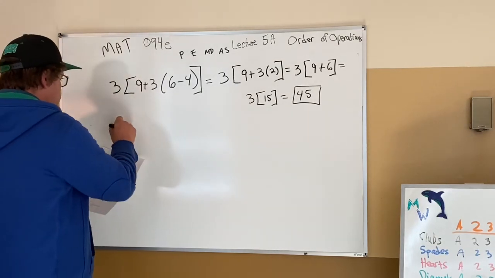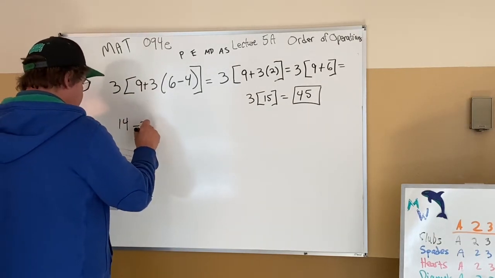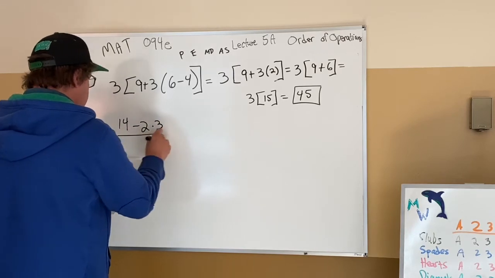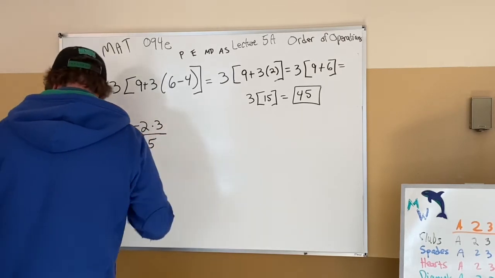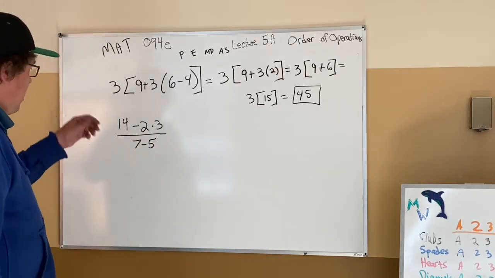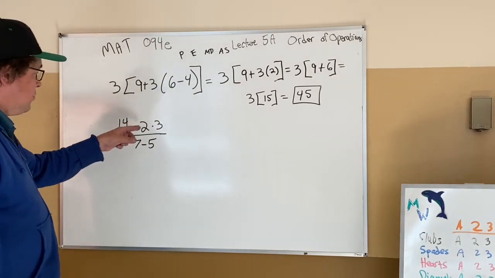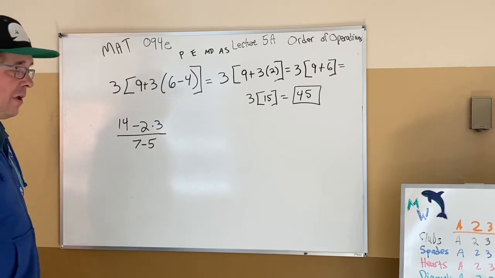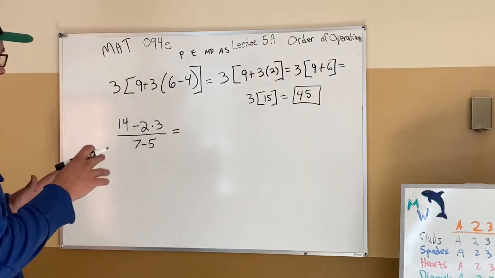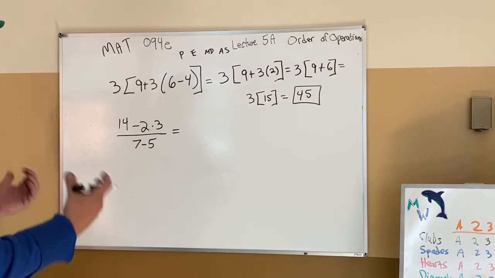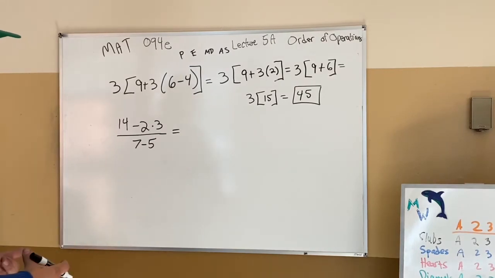Now I want to look at this one. It's a fraction. Doesn't look like a fraction yet. Still doesn't look like a fraction. Now it does. But up in the numerator of that fraction, we have 14 minus 2 times 3, and in the denominator, we have 7 minus 5. So, what we have is a numerator to get completed and a denominator to get completed, because it's like they're each in their own parentheses.